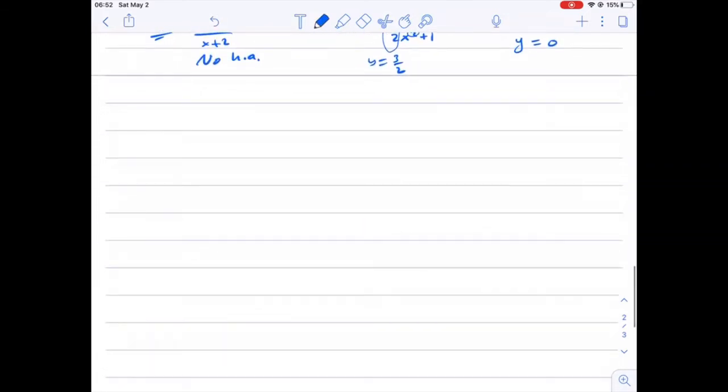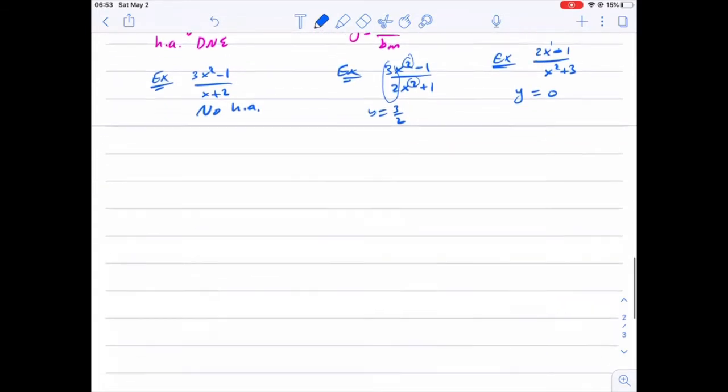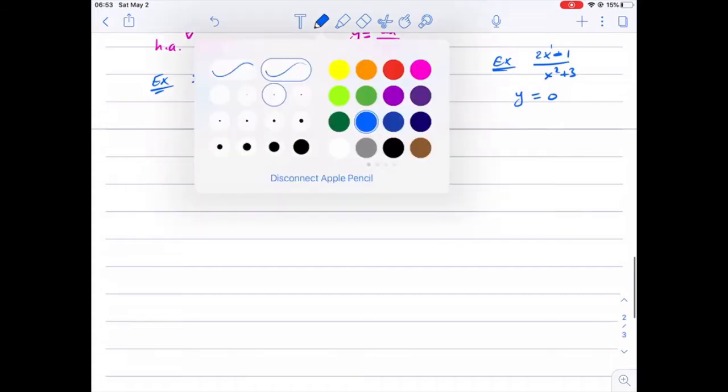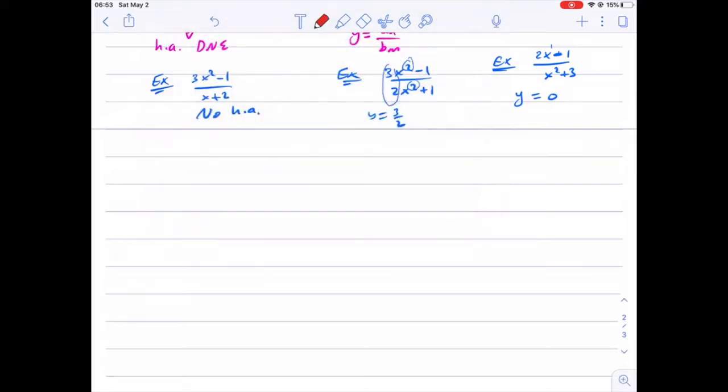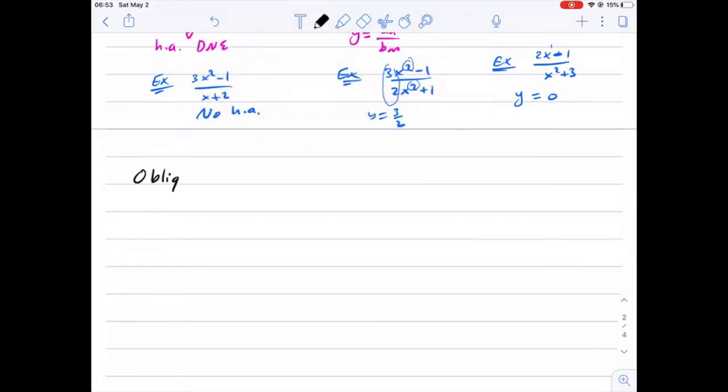Now, by looking at these, we find the horizontal asymptote and the vertical asymptote. Sometimes we find another line that looks like an asymptote. It's called slant or oblique. So let's write it here. Sometimes we get an oblique or slant asymptote.